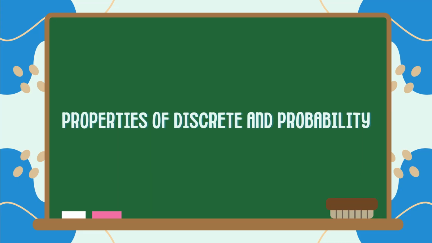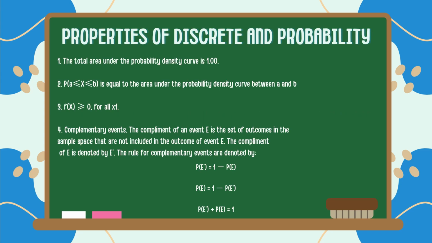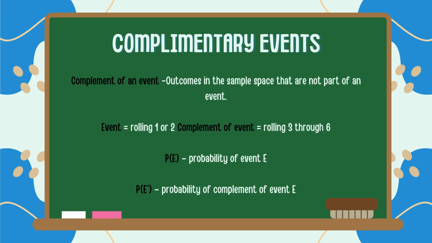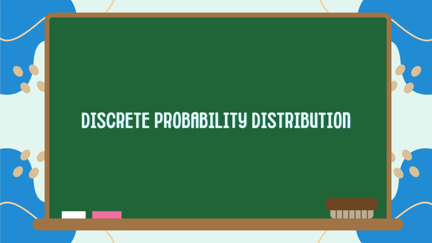Next, we have the properties of discrete probability distribution. Feel free to stop the video to look more closely. And lastly, here are the steps for constructing a probability distribution for a discrete random variable.